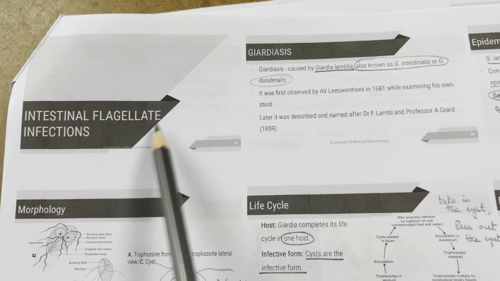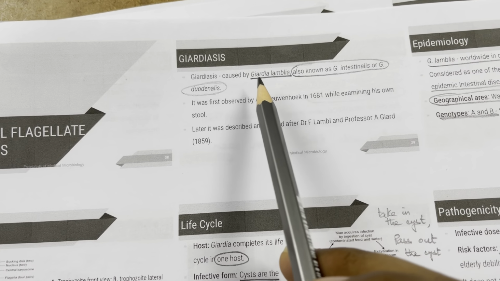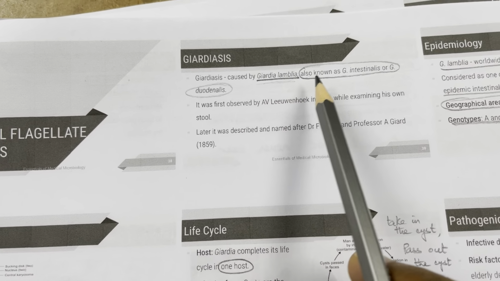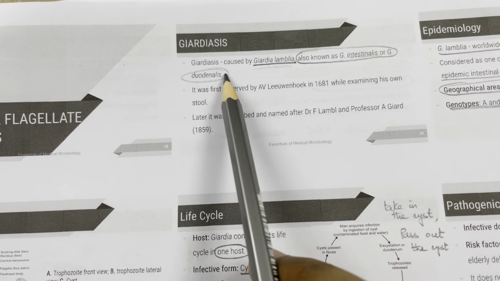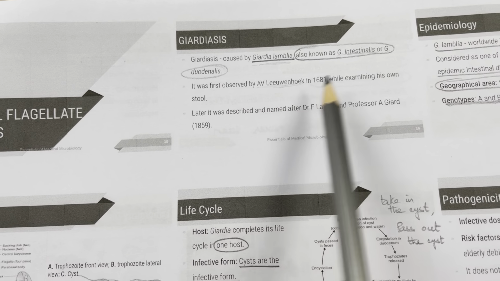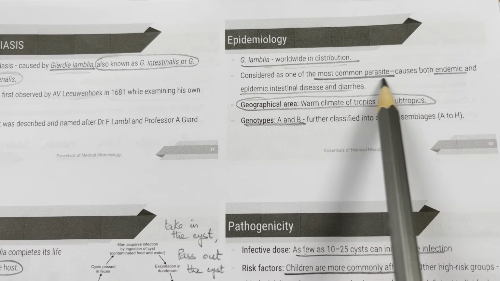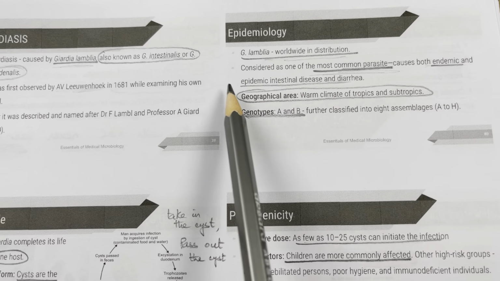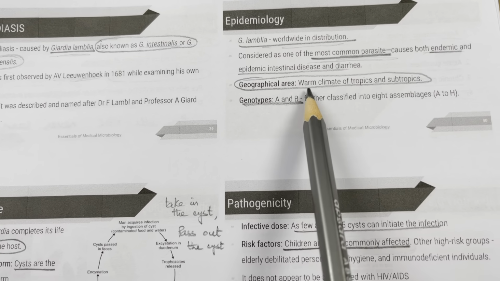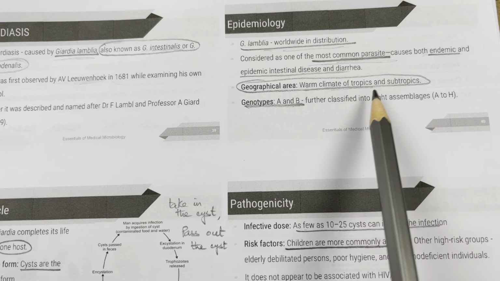Moving on to intestinal flagellate infection, so we'll be talking about giardiasis. So Giardia lamblia causes that. It is also known as G. intestinalis or G. duodenalis. It was first observed by Anton von Leeuwenhoek while observing his own stool sample. It is worldwide in distribution. It is considered one of the most common parasites, both endemic and epidemic intestinal disease and diarrhea. So it is common in the warm climate of tropics and subtropics, and genotypes are A and B.